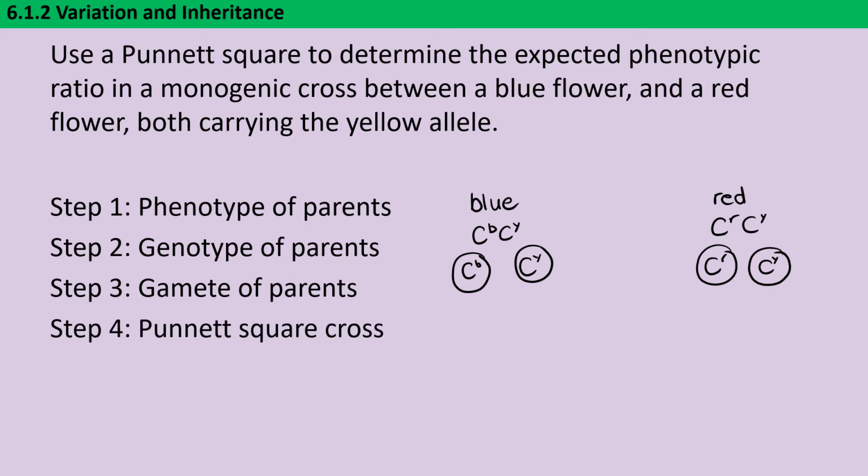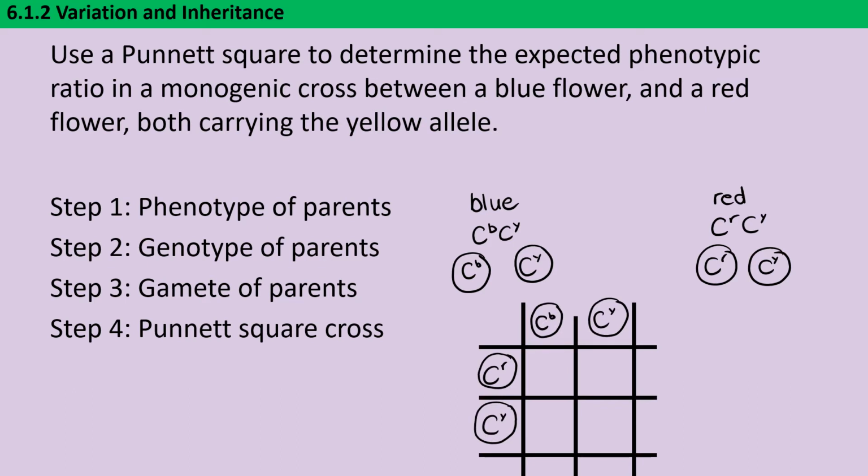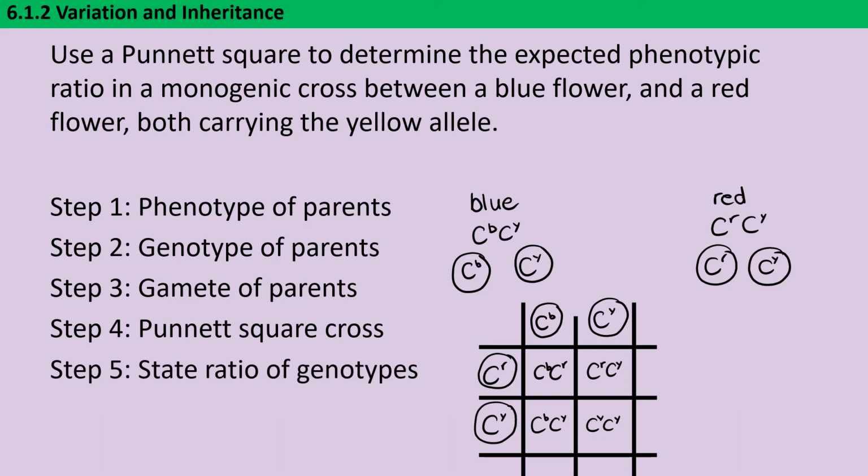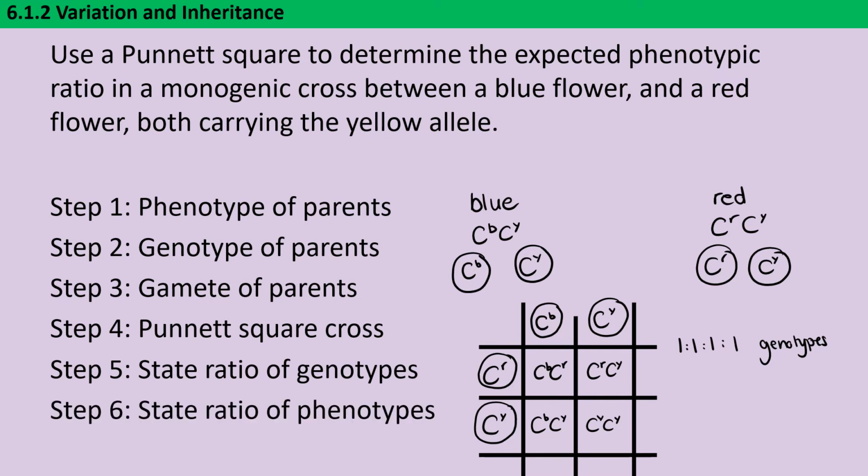Then I'm ready to do my Punnett square. So I insert the gametes around the outside, and then I populate the inner cells there. Then, even though I haven't been asked to, I'm going to write down the ratio of genotypes, which here is 1 to 1 to 1 to 1, because all four offspring are going to have a different genotype. And then my phenotypic ratio, I've already said that blue is completely dominant over red and yellow, and red is incompletely dominant just over yellow. So I'm going to have 2 blue flowers to 1 red flower to 1 yellow flower.